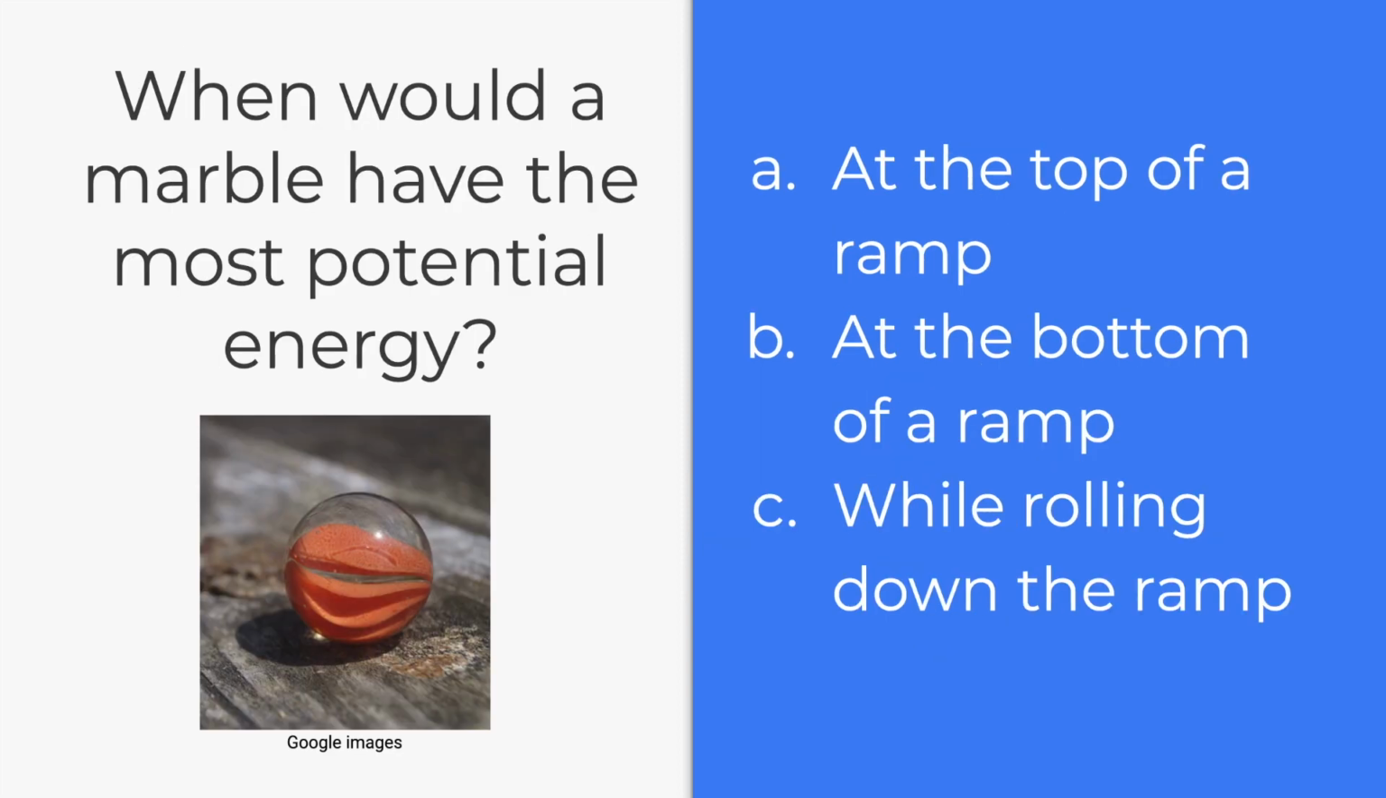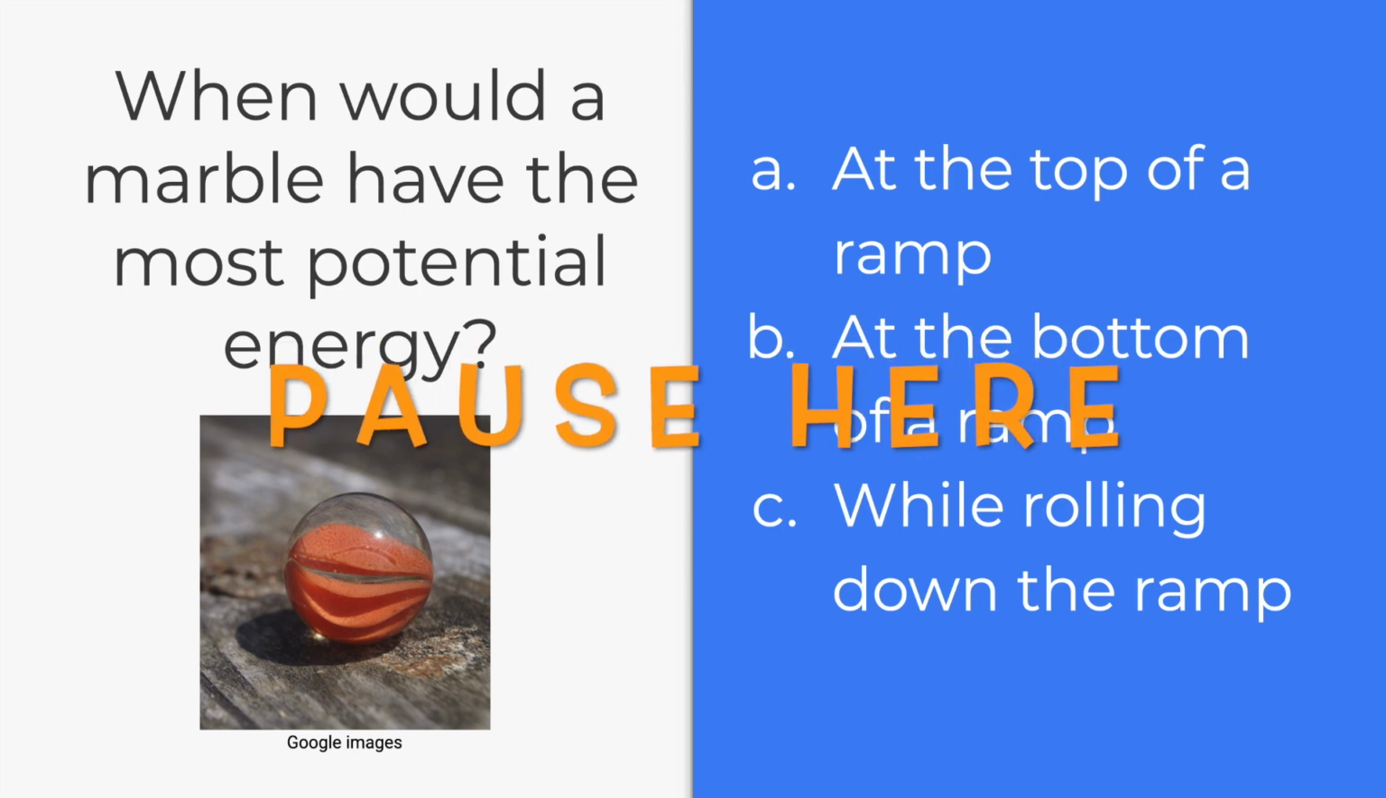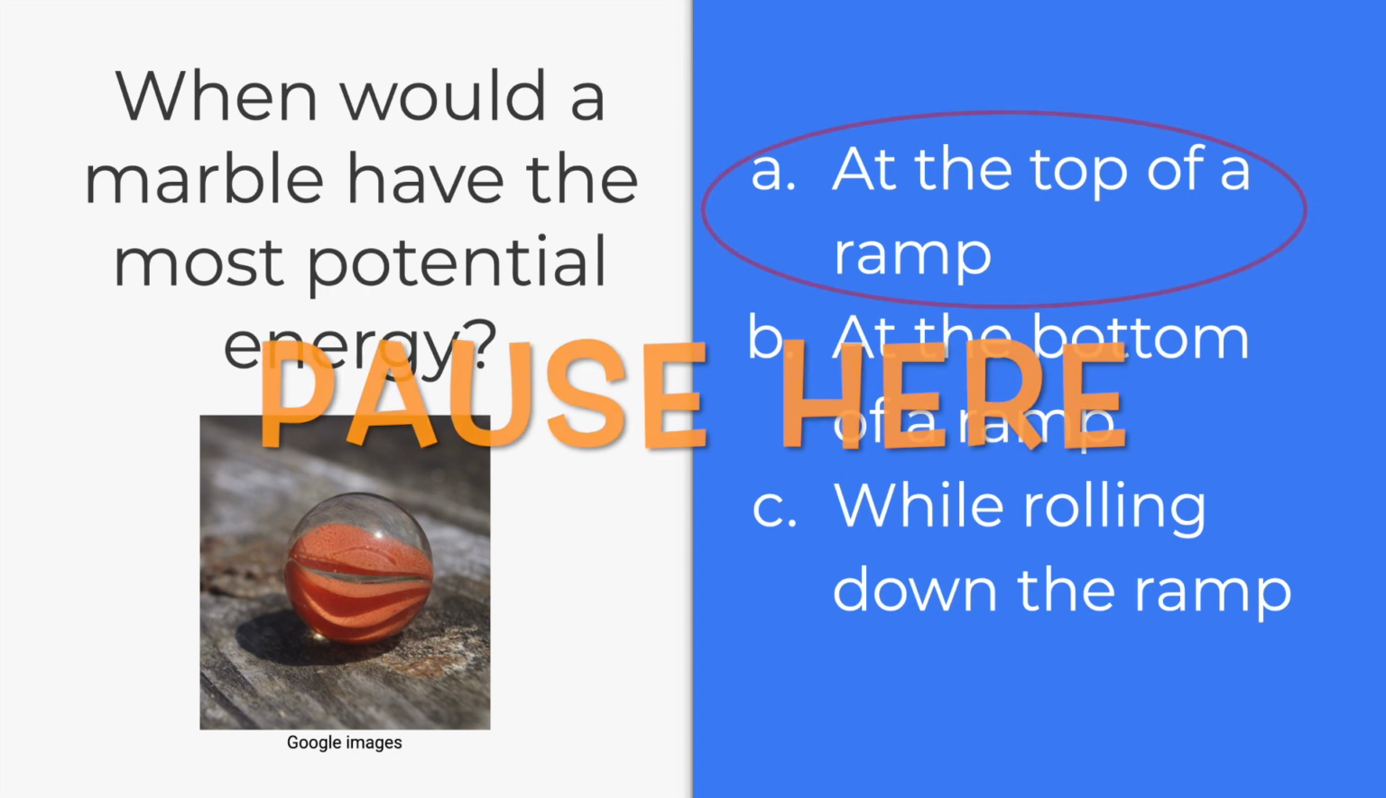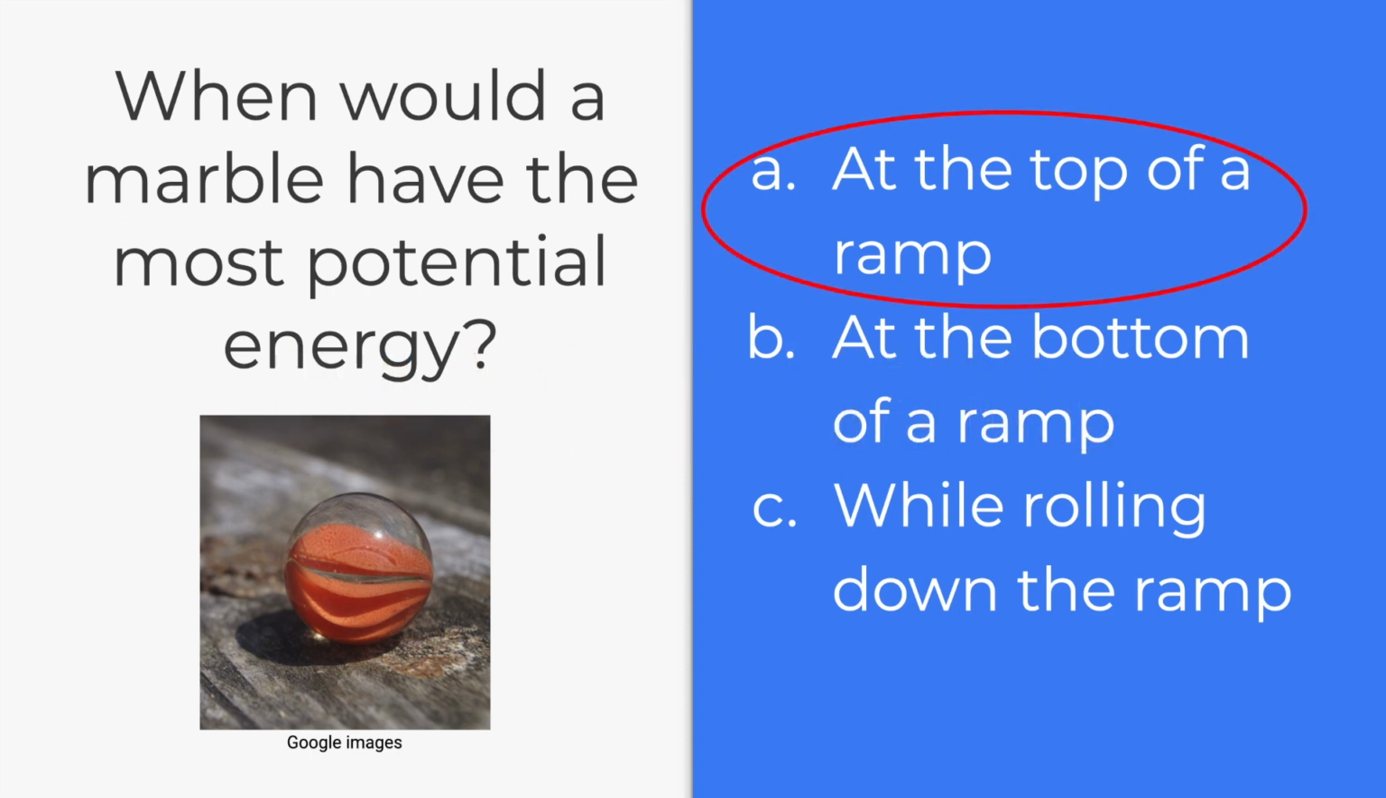And our last question is, when would a marble have the most potential energy? At the top of a ramp, at the bottom of a ramp, or while rolling down the ramp? It would be at the top of the ramp because remember, in our roller coaster example, it is at the top of a hill or the ramp and it's storing that potential energy, so then it has the kinetic energy to move down the hill when it's in motion.